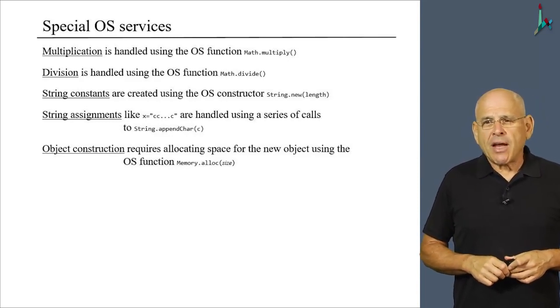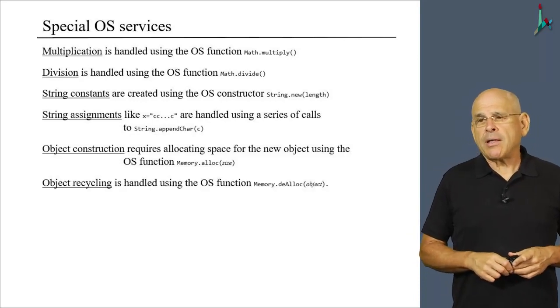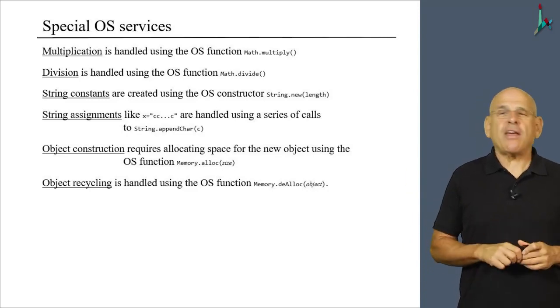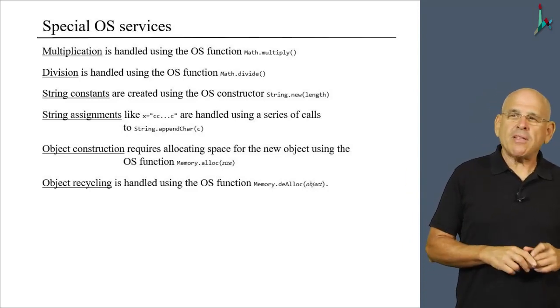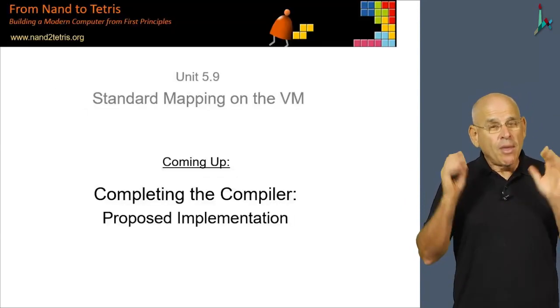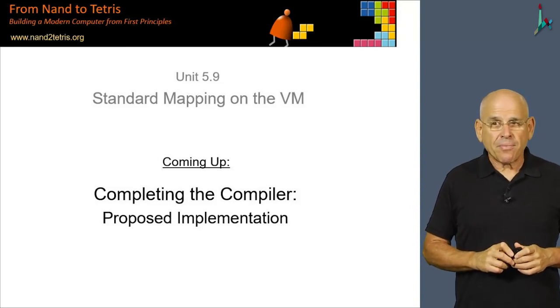And finally, object recycling is handled using the OS function memory.dealloc. And that's it. These are the things that developers of Jack compilers over our virtual machine have to keep in the back of their minds when they write the Jack compiler.